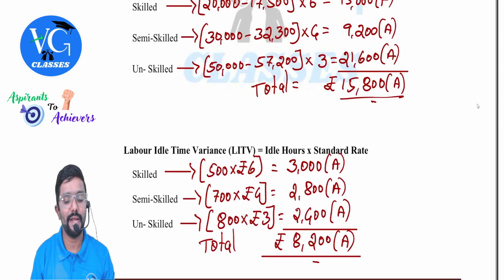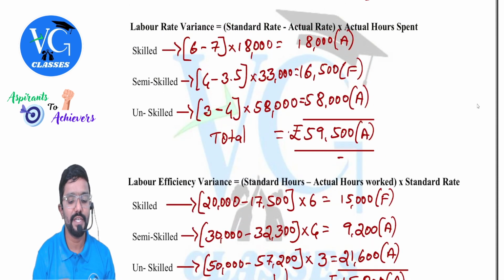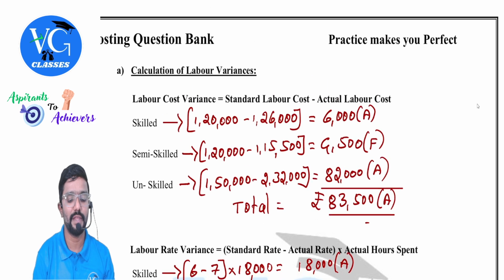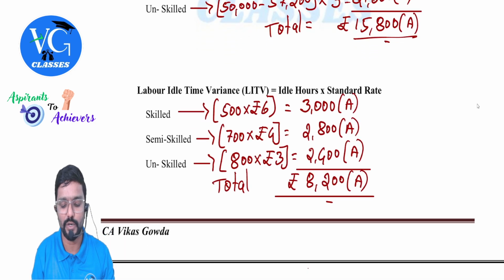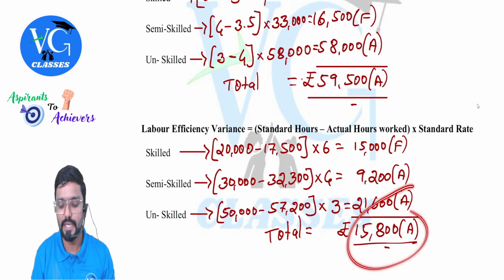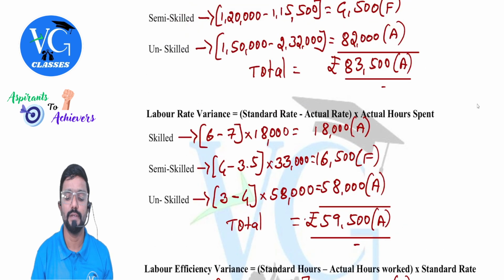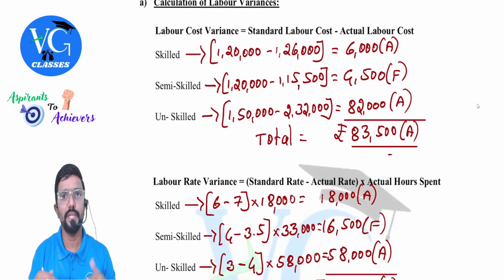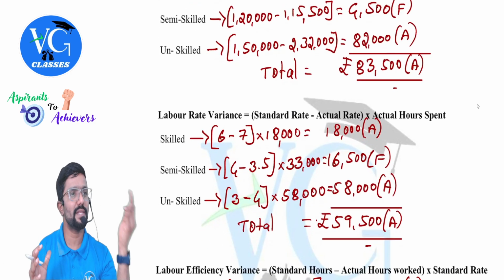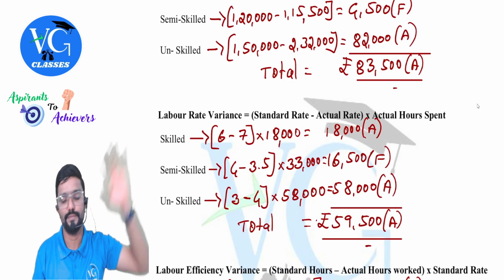Okay, sir. Now add up all these three: idle, efficiency, and rate. Cross check whether it is matching the cost variance. Clear? Only in totals can you check. Don't check it individually; better check it in total. Just add these. Everything is adverse. Is it equal to the cost variance? Clear? Only then you proceed further. If not, somewhere something has gone wrong, so please cross check quickly.